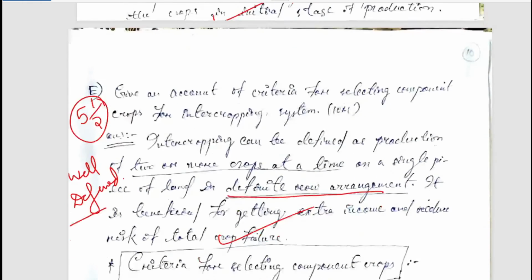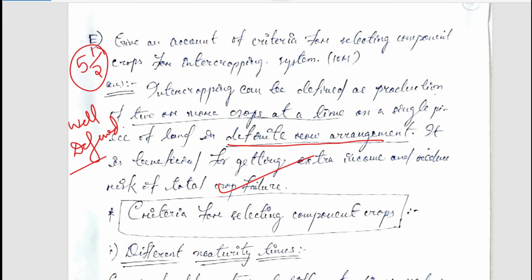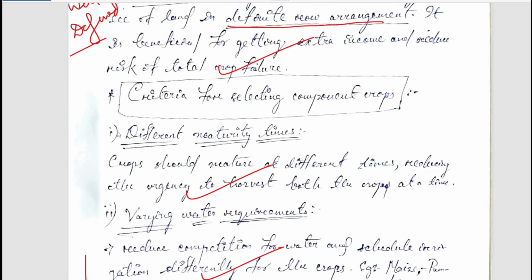Now the next question is, give an account of criteria for selecting component crops for intercropping system. So how can we select the component crops for intercropping systems? Obviously, we will see the maturity times, okay, criteria.